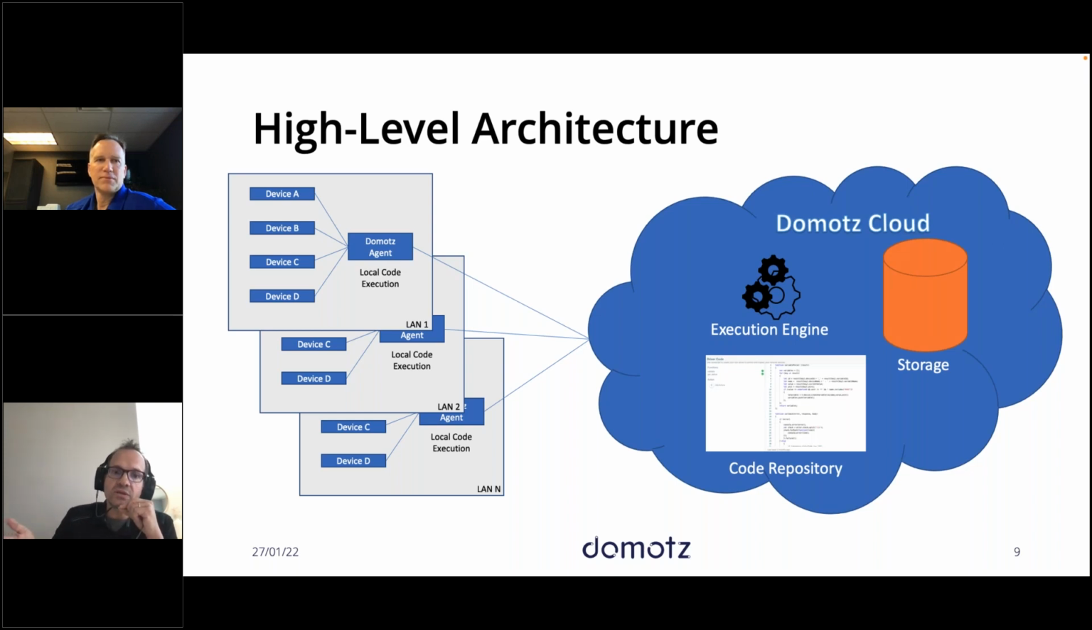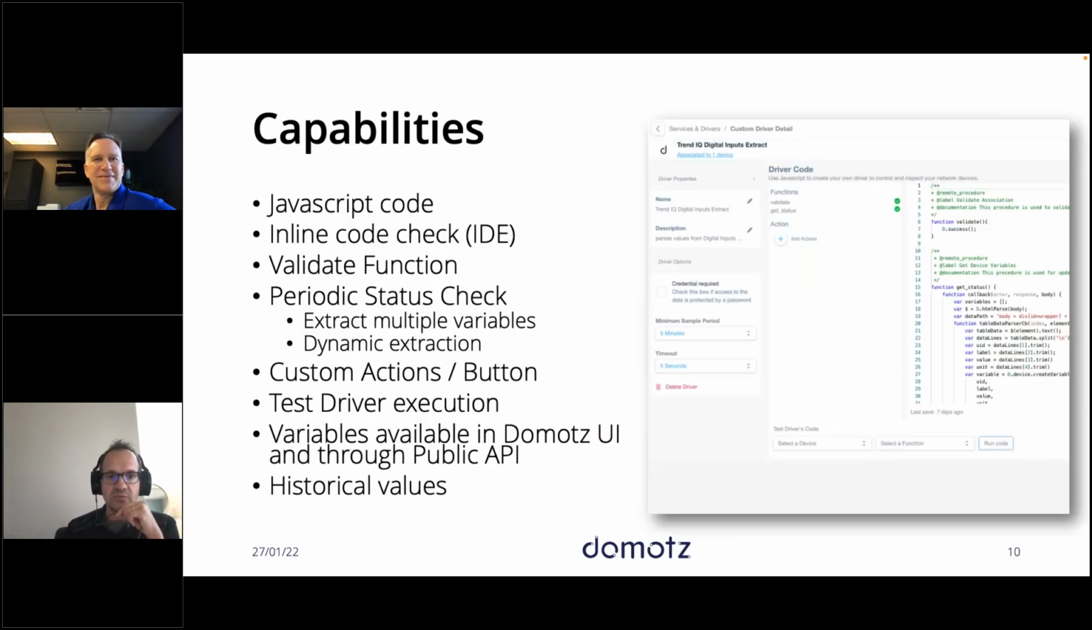How this code works is basically, as I was mentioning, you store the code in the cloud. The code is passed in a secure way to the agent, and that is applied to every single device where you want to extract information or you want to execute, as JB was mentioning, a custom action onto the device. So let's see what are the capabilities offered by this concept of the custom driver. You will be able to write simple JavaScript code directly into the Domotz UI. We have an inline code check.